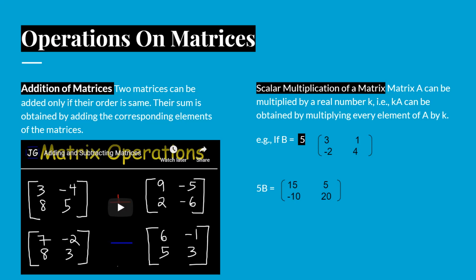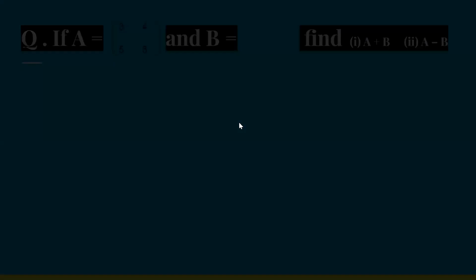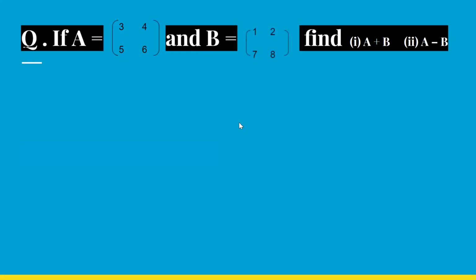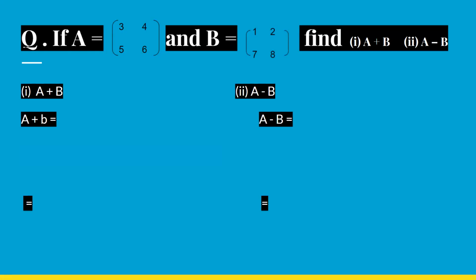If we multiply 5 with the matrix, then that 5 will be multiplied with each element. So 5 multiplied with 3 gives us 15, 5 multiplied by 1 gives us 5, 5 multiplied by -2 gives us -10, and 5 into 4 gives us 20. So when we multiply with any scalar, it is multiplied with all the elements inside.